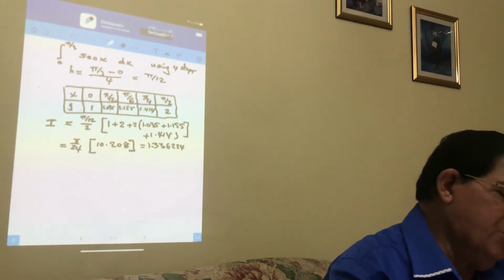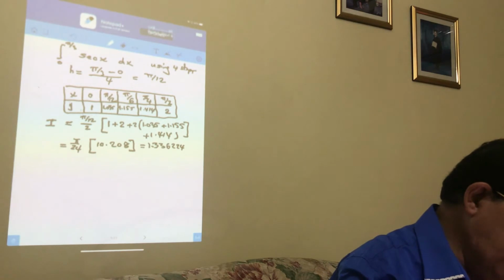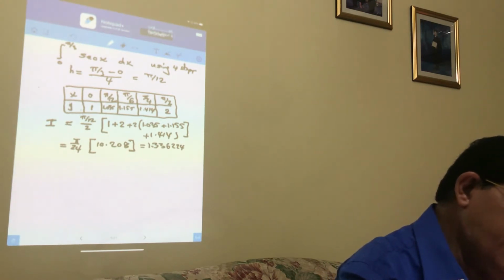Now it will be mentioned in the question to write the answer to how many significant figures. Let us say 3 significant figures, then the answer is 1.34.